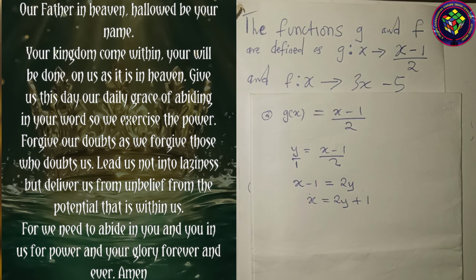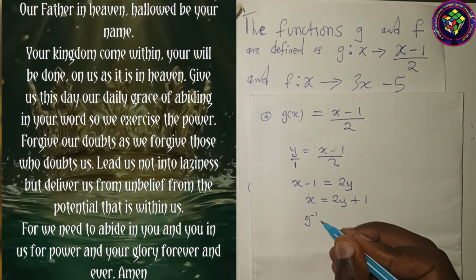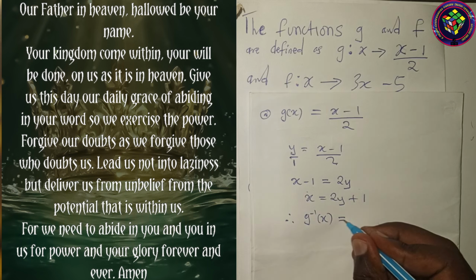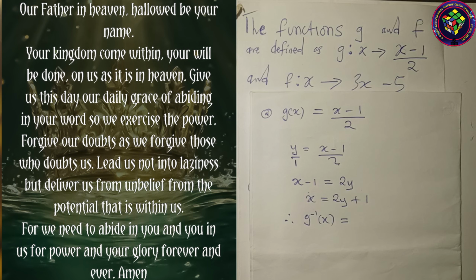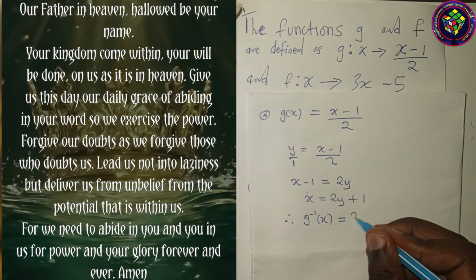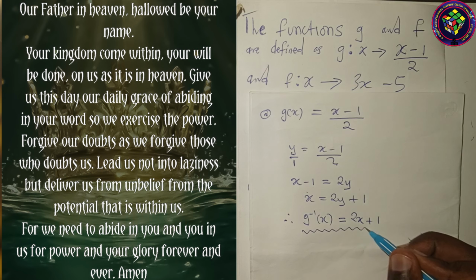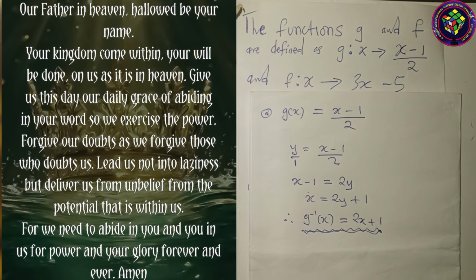So now where there is x, we are going to put g inverse of x. So we have g inverse of x. So therefore, g inverse of x is equal to, then where there is y, you put x. So we have g inverse of x is equal to 2x plus 1. So that is the first one, the inverse of g of x.